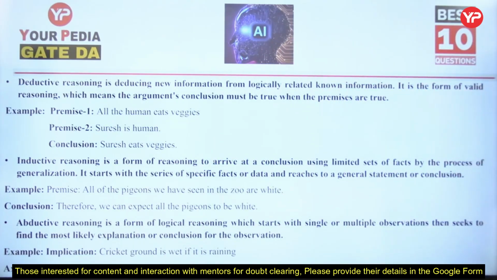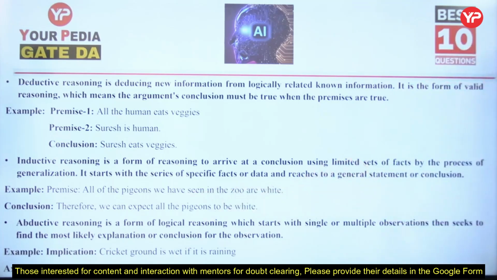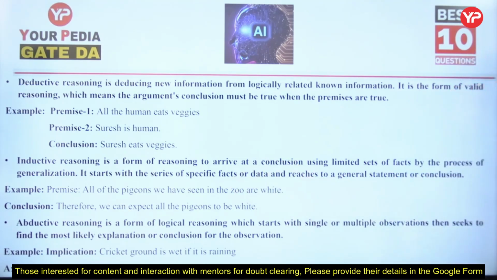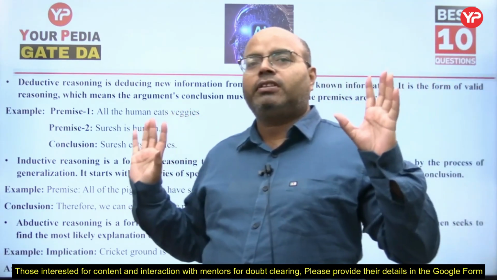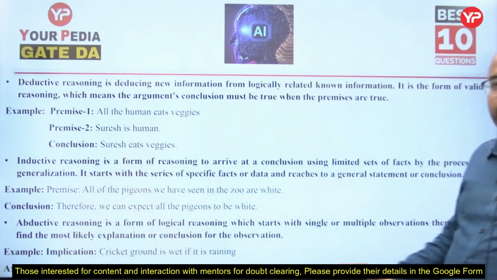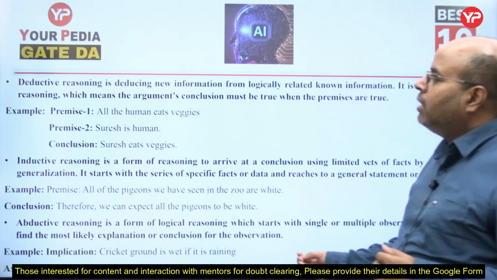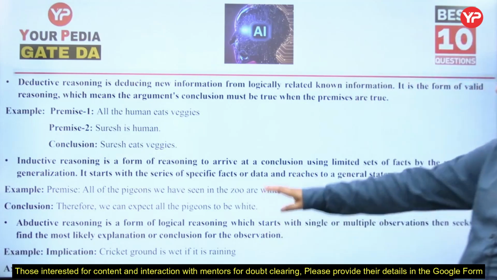Arriving at a conclusion using limited sets of facts by the process of generalization, like all of the pigeons we have seen in the zoo are white. Then we concluded, therefore we can expect all the pigeons to be white. We generalized that there is no black pigeon, all are white. So inductive reasoning can be wrong also sometimes, but this is how it is. On the basis of one observation we have generalized it to everything.